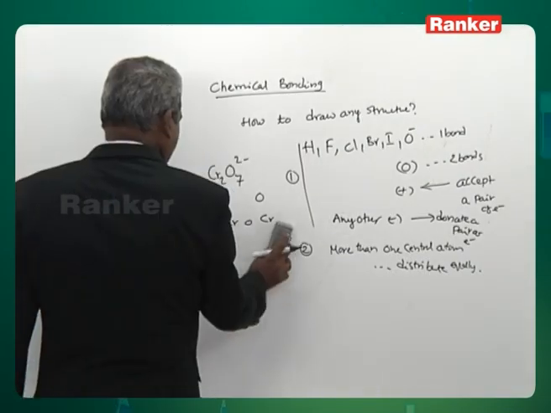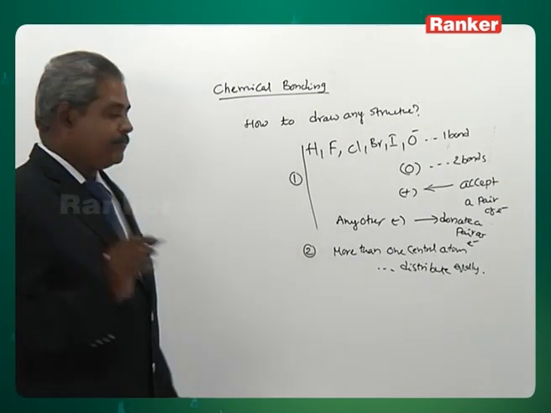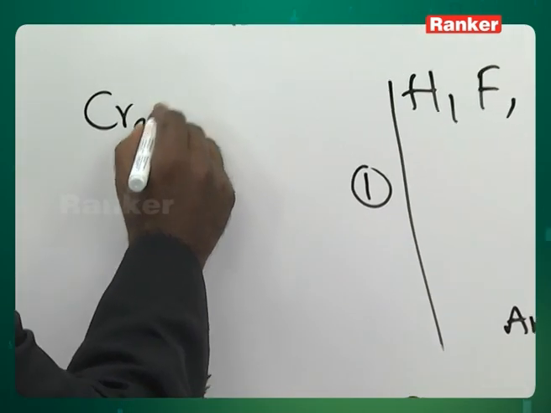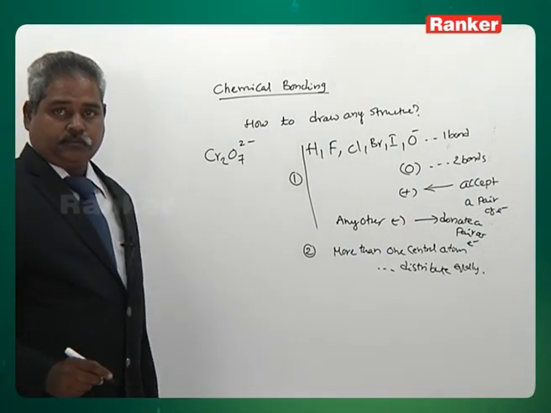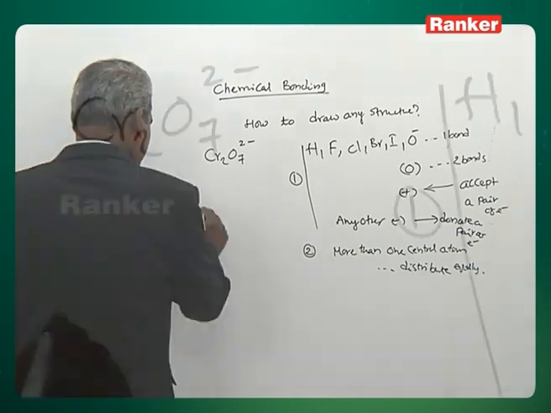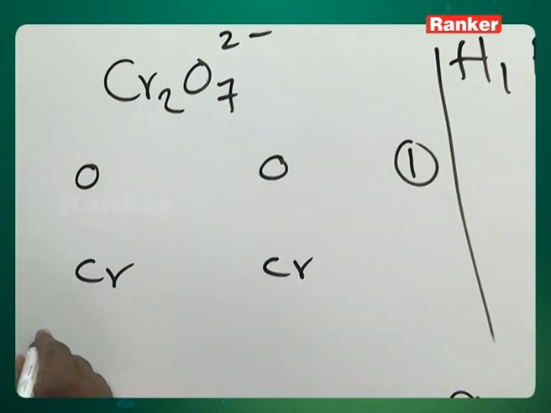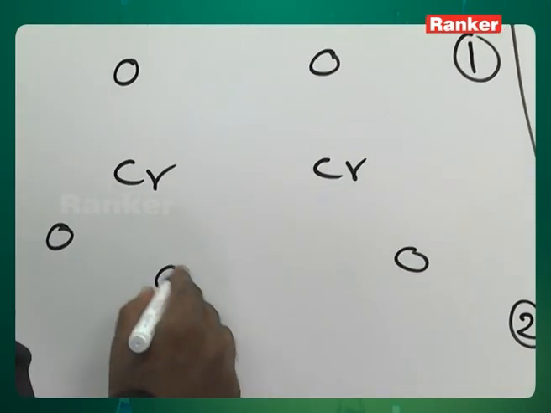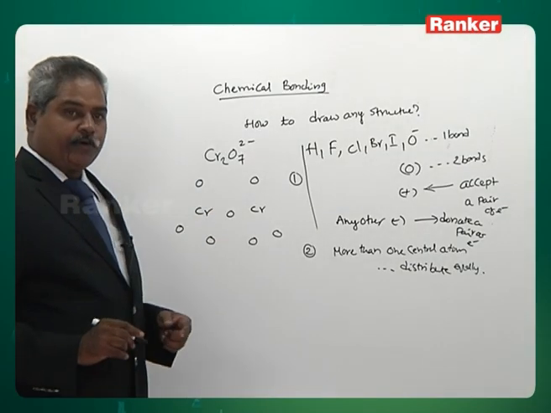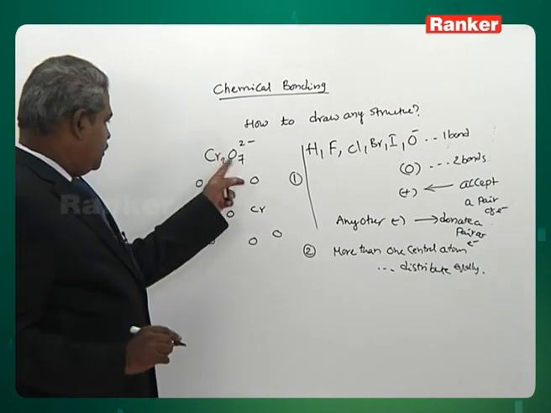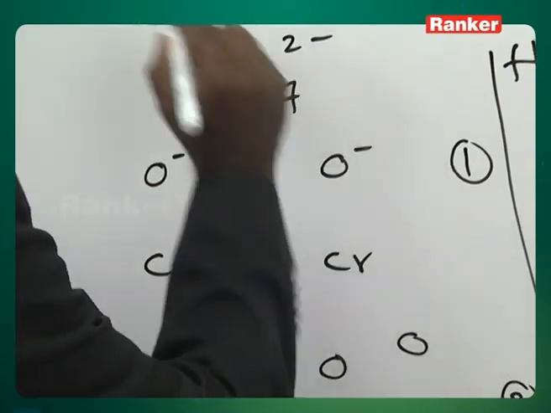Cr2O7 2 minus. Look here, I will write it again. So, more than one central atom, distribute equally. Now you have 2 chromiums and of course 7 oxygens, 1, 2, 3, 4, 5, 6, 7. The 7th one is also equally distributed. Whatever is there has to be equally distributed. And 2 minus, 2 of the oxygens are negatives, distribute them also equally.